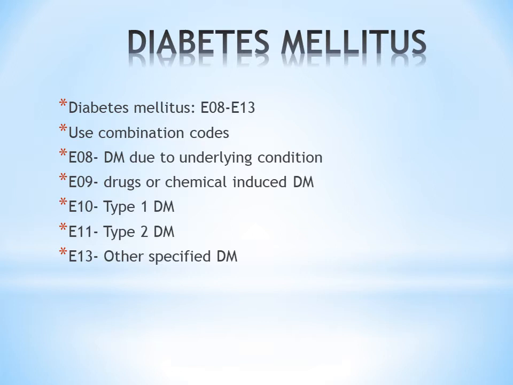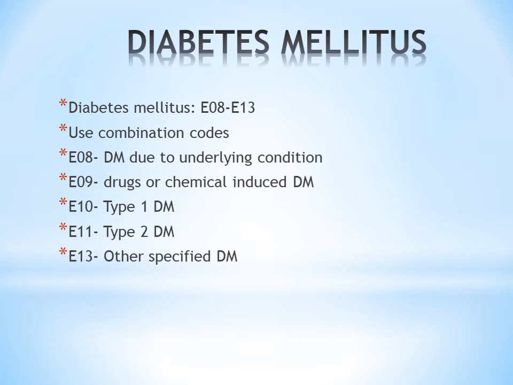For taking diabetes codes, we must always search for combination codes. What are combination codes? Combination codes are nothing but two conditions for a single code. A single code may represent two conditions or a diagnosis and a complication. For example, diabetes mellitus with ketoacidosis. We have a single code for diabetes mellitus with ketoacidosis. So both conditions, diabetes mellitus and ketoacidosis, are represented by a single code. Such codes are called combination codes.